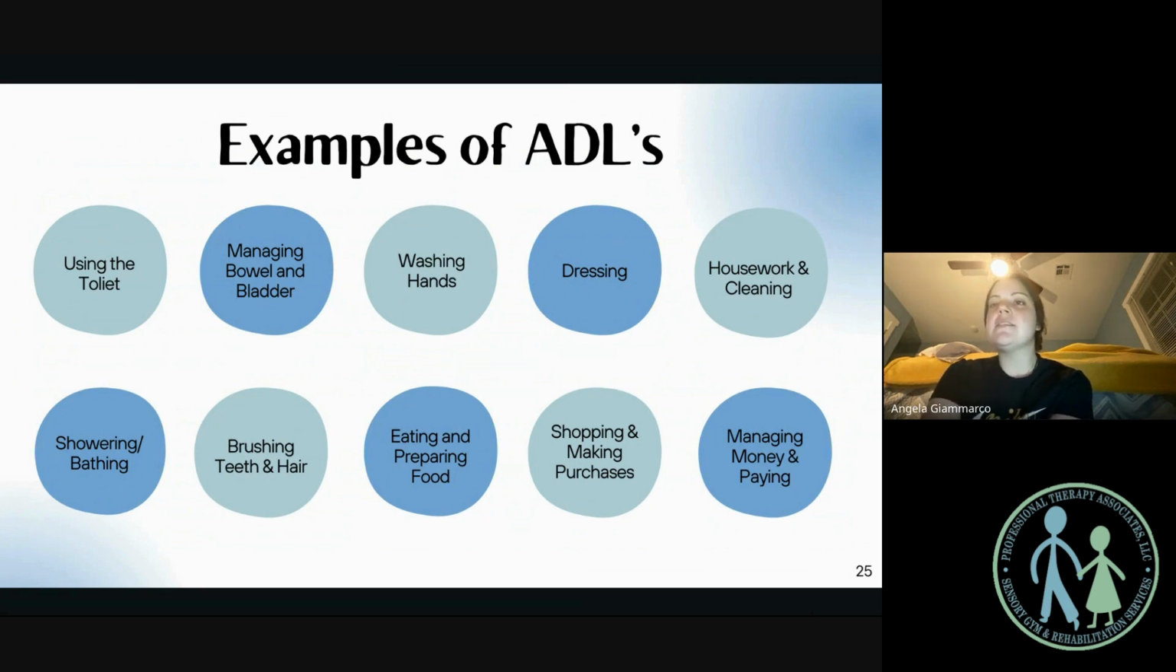Examples of ADLs at home include using the toilet, managing bladder control, washing hands, brushing teeth and hair, showering and bathing, getting dressed, making food, eating, doing housework, and managing money as they get older. These are all done by everybody every day, and we just want to work on promoting independence, compliance, and motivation for our clients working towards these skills every day.